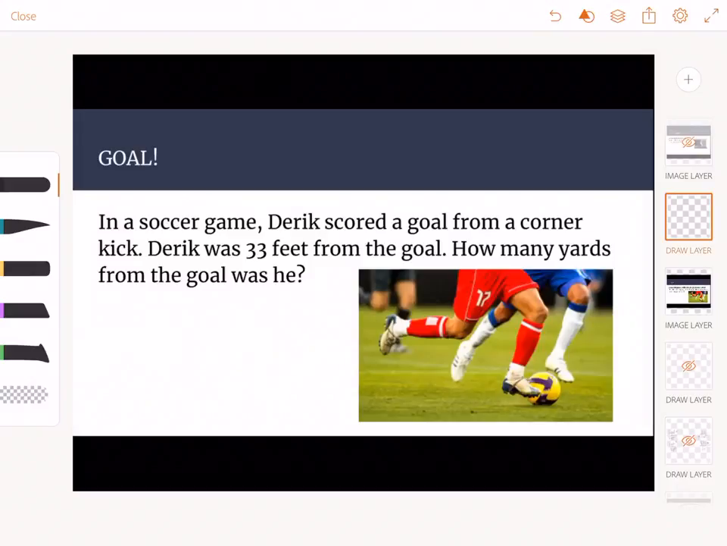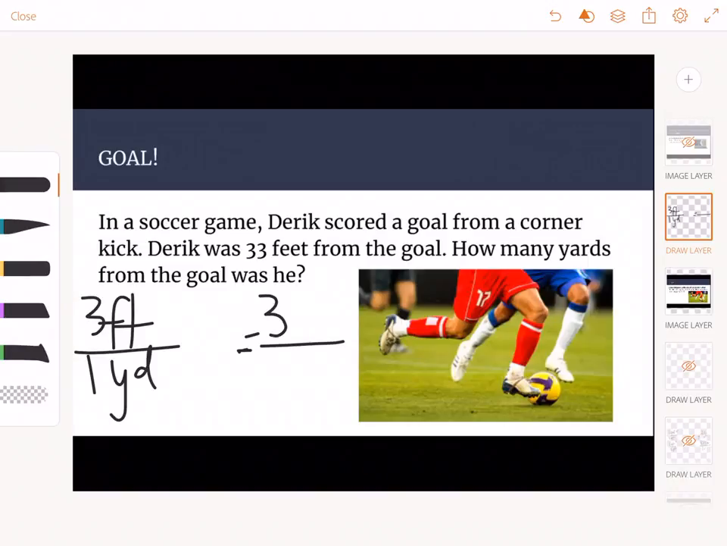I'm going to say, okay, so Derek was 33 feet from the goal. How many yards? So the two units that we're working with are feet and yards because it gave us the answer in feet. It wants it in yards. So we need to start off with a ratio that we know about feet and yards. So we can say that there's 3 feet in 1 yard. All right. And then we're going to say, okay, where does the question want us to go? We need an equivalent ratio that's actually in the amount that it wants.